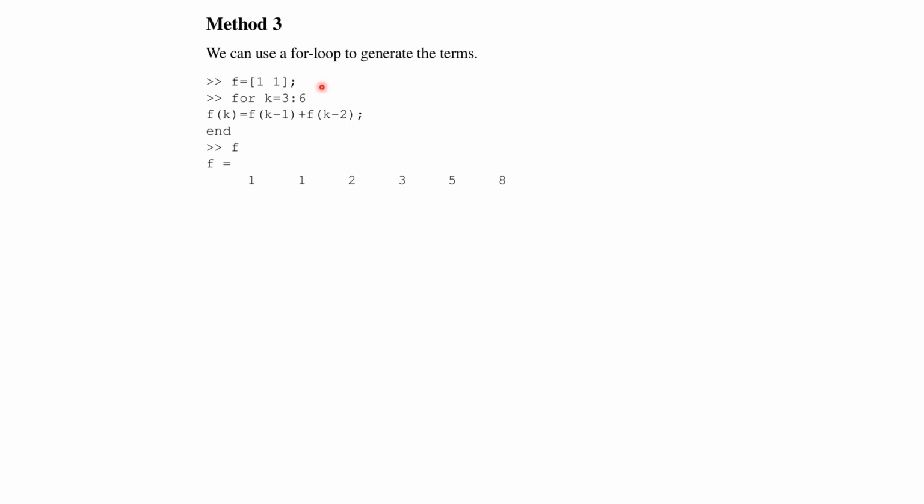Otherwise, we can make a for loop. So we start off with a vector, similar as we did before, and then we'll make a for loop. So from k running from 3 to some fixed value now, say 6, we tell it how to produce the kth value in this vector. It's the sum of the two previous values, and then this is what it will print out.